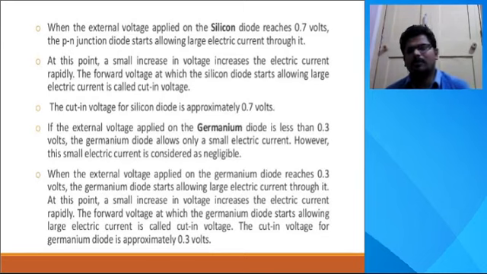It is a very important point. In forward bias, the cut-in voltage for germanium is 0.3 volts. For silicon, the cut-in voltage is 0.7 volts. So it means that from that point onwards the diode will start conducting. Okay.